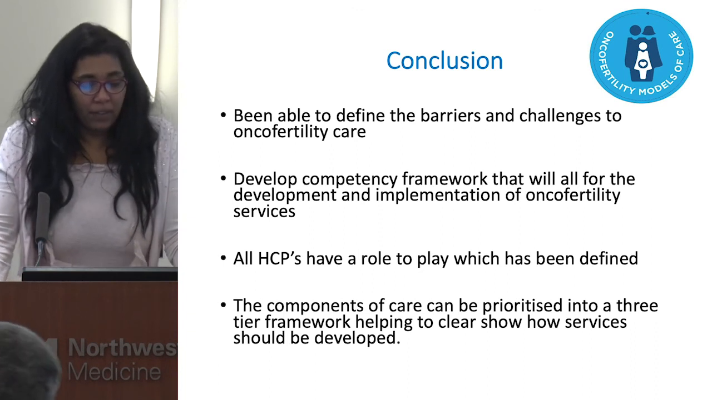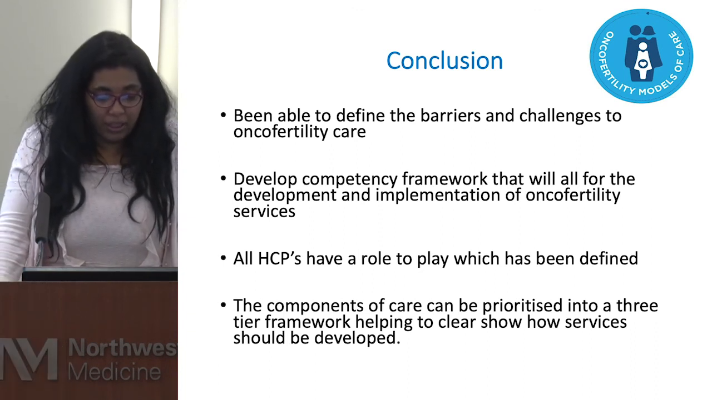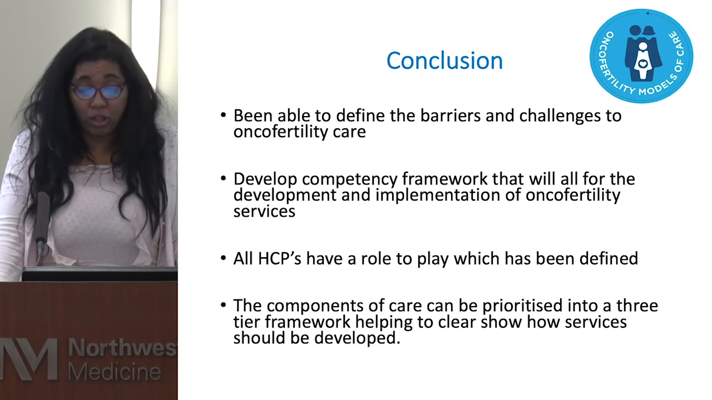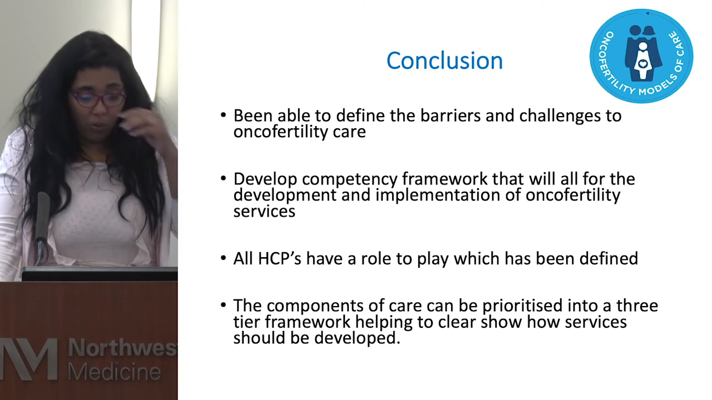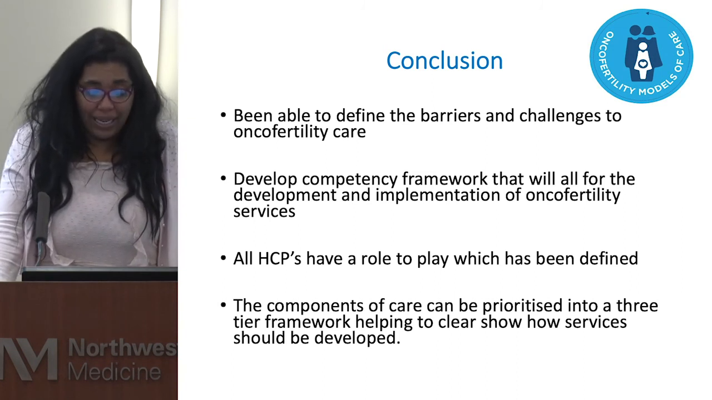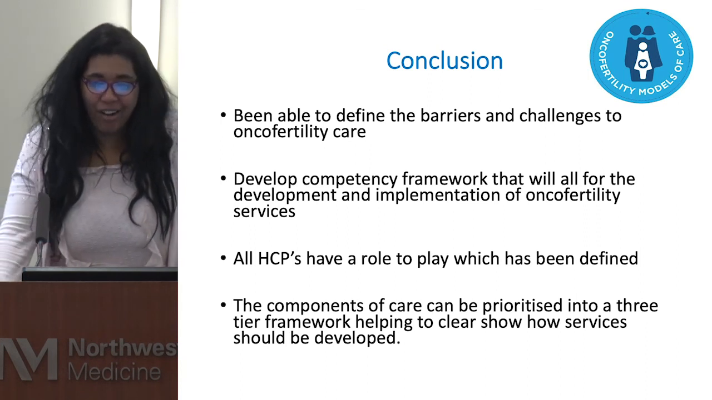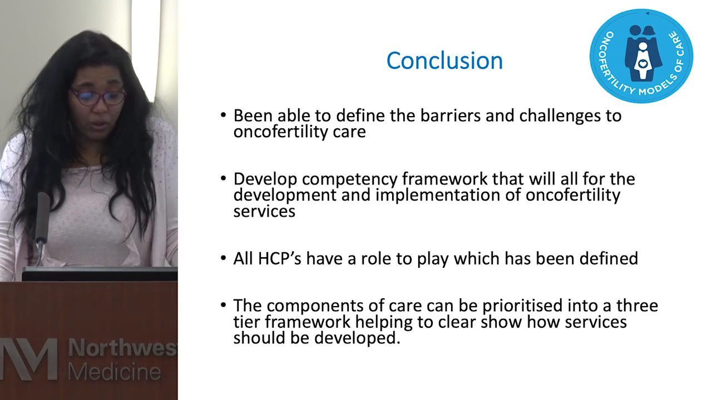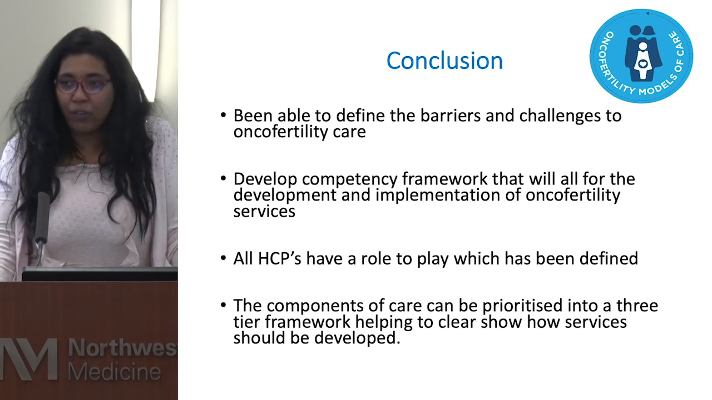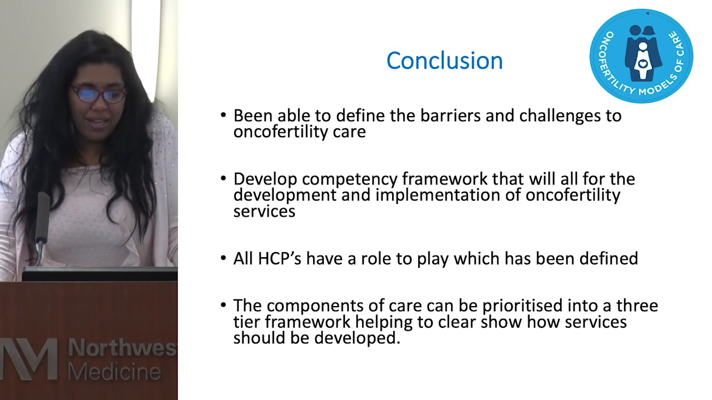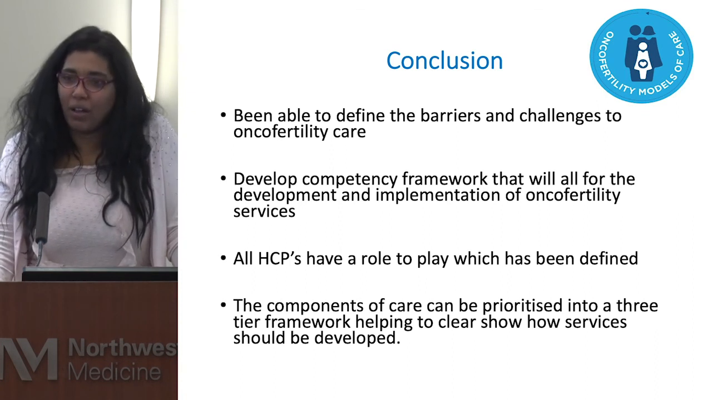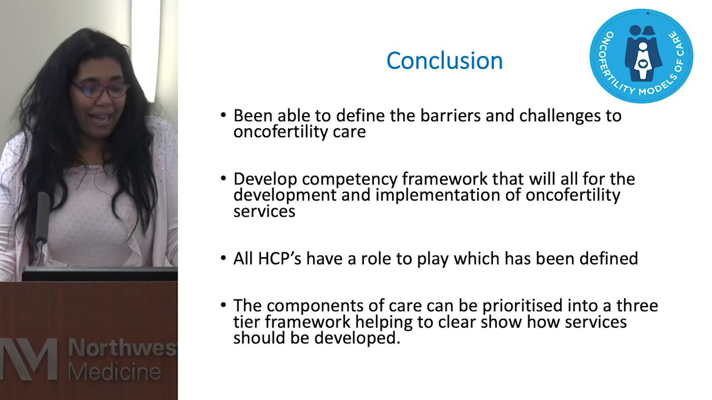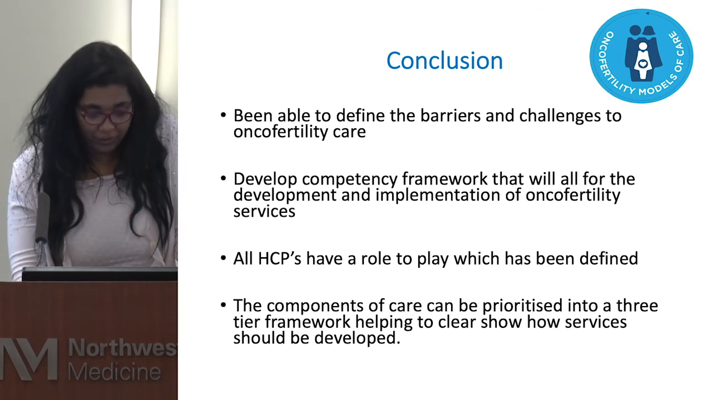So I think in conclusion, over the last 3 years, we've been able to define the barriers and challenges from a patient perspective, but also a clinician perspective. I certainly believe that we have a lot of work to do still, but it's encouraging that there are some successes against some of the domains in terms of oncofertility care. And I think the infographic demonstrates the number of components that will make the model of care and the complexity, and that we all have a role to play when it comes to oncofertility care.